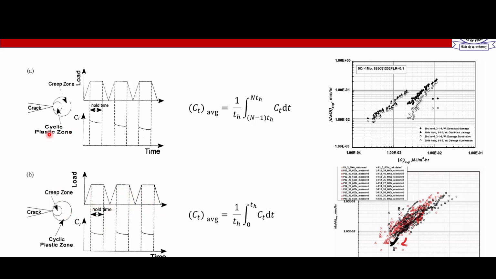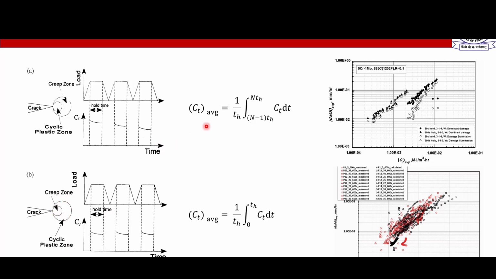And these two behaviors can have different creep zone and plastic zone interference with each other. One case, in the upper case, you will be having creep zone larger than the cyclic plastic zone. And in the lower case, you have creep zone smaller, so embedded inside the plastic zone. Okay, and remember that plastic zone is not time dependent.